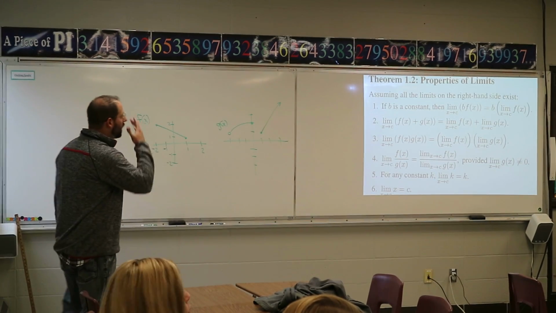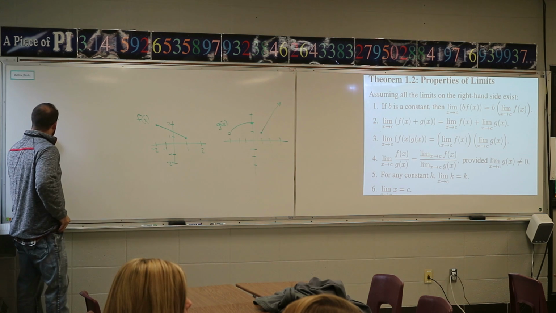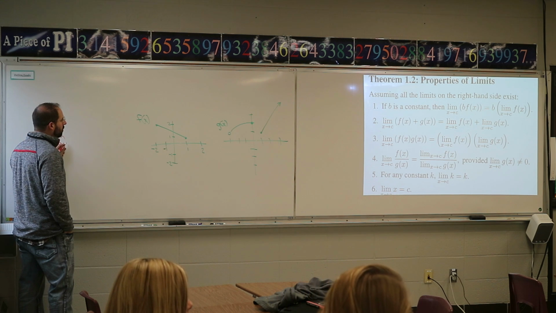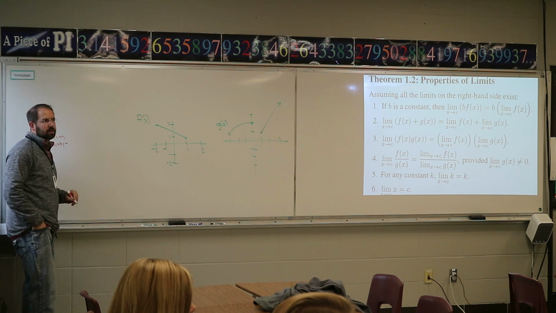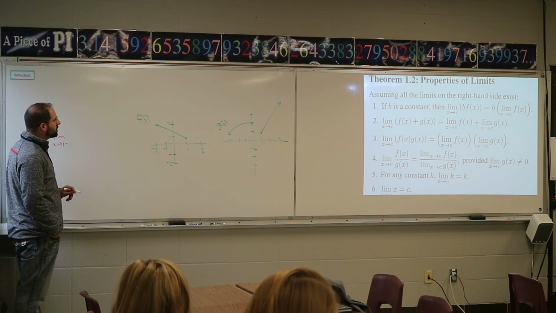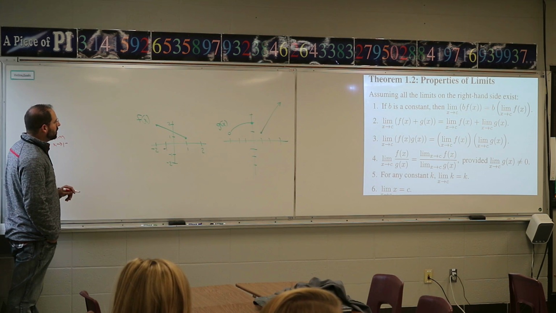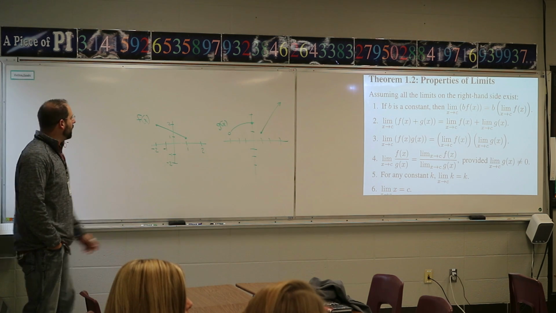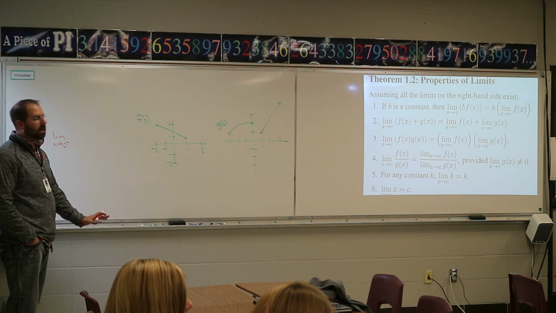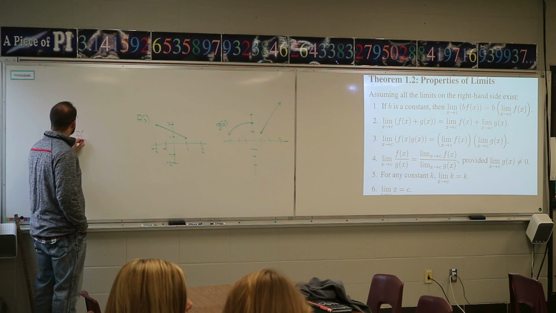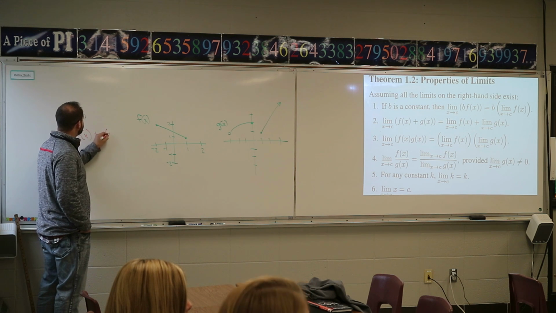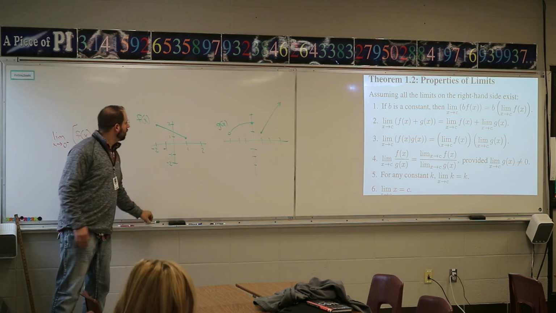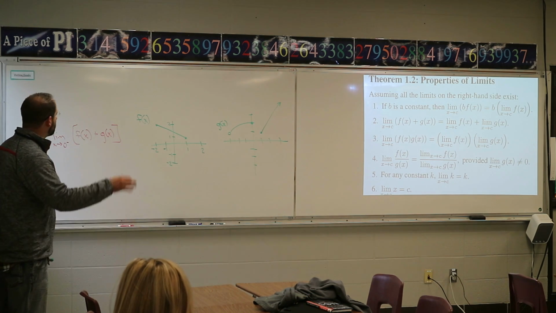I just want to clarify one more time. If they ask you to figure out the limit as x approaches the number 1 from the left side, actually, let's go 0 from the left. Let's just stay easy so it's easier to see. So 0 from the left side, and I'm going to go f of x plus g of x. 1.5 plus 2 is 3.5. Okay, so we're starting to see how this works.